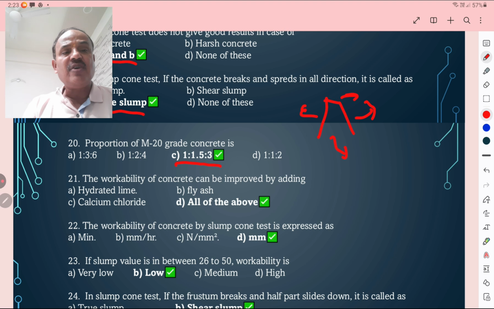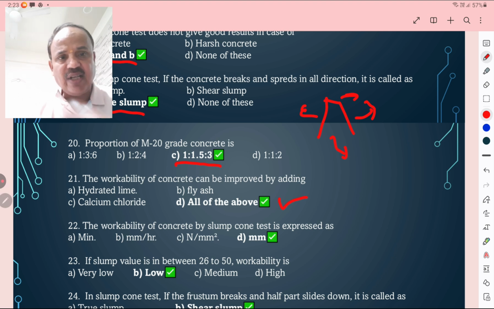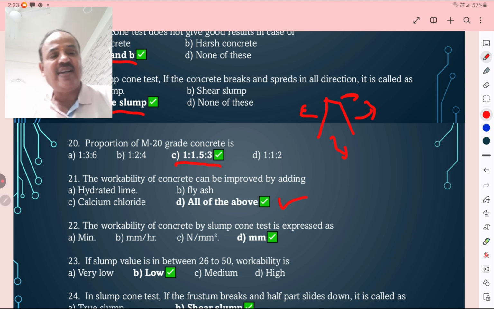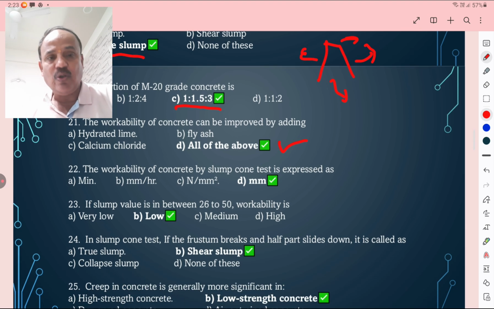The workability of concrete can be improved by adding hydrated lime, fly ash, calcium chloride. All of the above is the correct answer, because calcium chloride is the accelerating agent, fly ash is also added, and hydrated lime is also added.